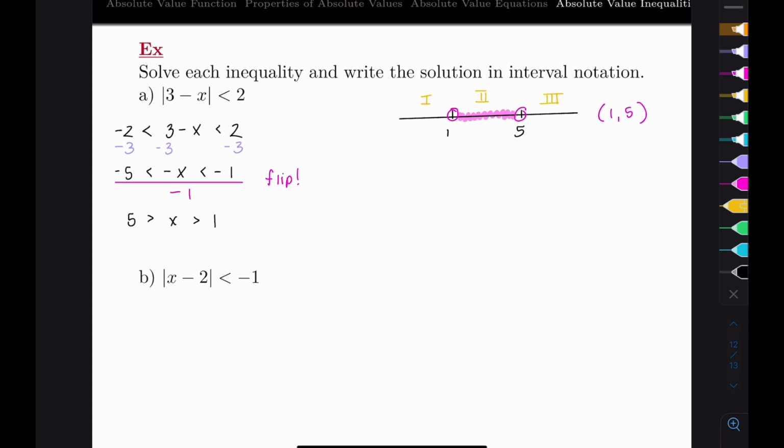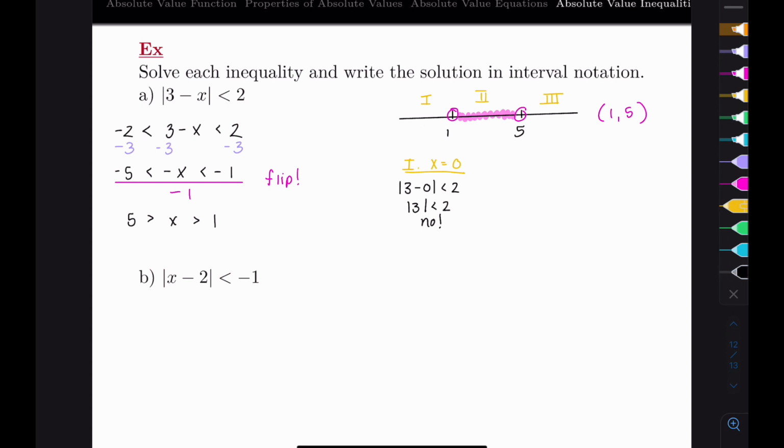So we have interval 1, 2, and 3. If I pick something from interval 1, like 0, it should not satisfy the inequality. This would be the absolute value of 3 minus 0 is less than 2. The absolute value of 3 is not less than 2. So this interval does not work, and that's good. That's exactly what I have based on my graph.